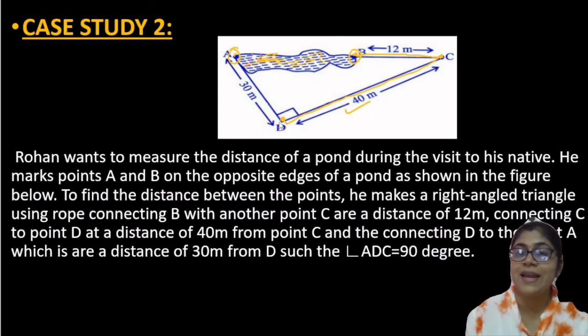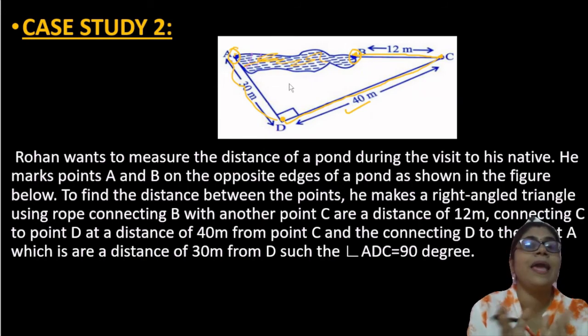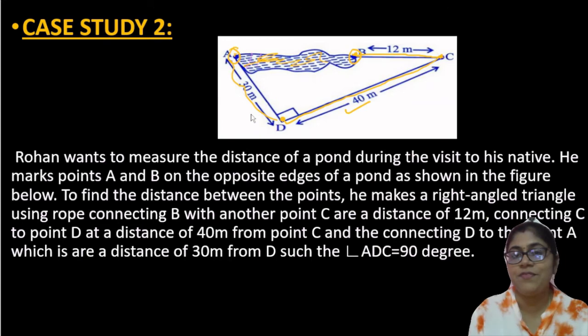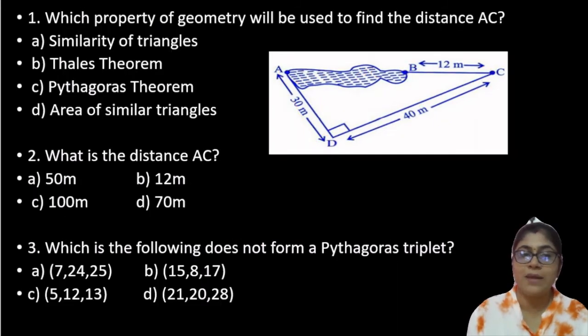Then he has connected D with A, which is 30 meter. So he has made a right angle triangle. The distance of AD is 30 meter, distance of CD is 40 meter, and this BC distance is 12 meter. AB distance is unknown to us, and this angle ADC is 90 degree. So now let's move to question number 1.